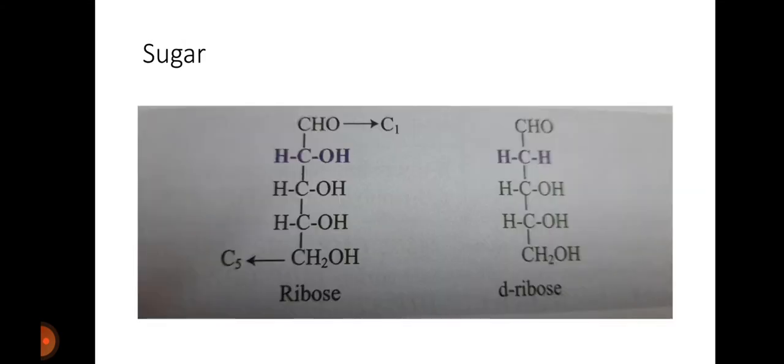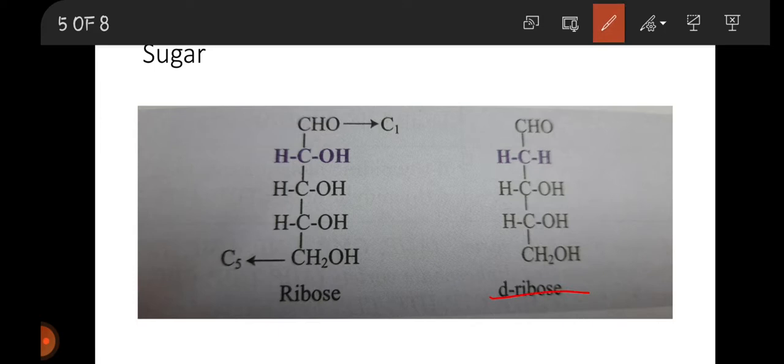So here comes the sugar. I have already said that DNA has the deoxyribose sugar, whereas RNA has the ribose sugar. Why do we say deoxyribose? Because it has one less oxygen, whereas ribose has an extra oxygen at the 2-carbon, and that oxygen is missing in deoxyribose at the 2-carbon. And that is the key point to differentiate ribose and deoxyribose.